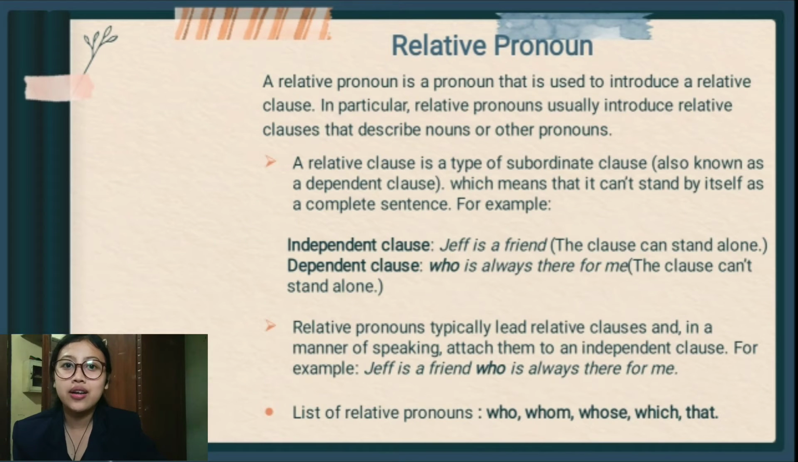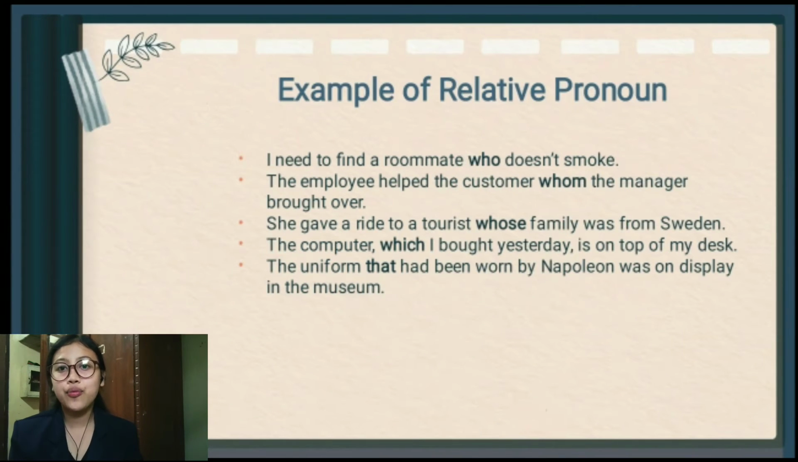Well, everyone, there is a list of relative pronouns. It includes who, whom, whose, which, and that. Next, we have some examples of each relative pronoun. For the first one, I need to find a roommate who doesn't smoke.